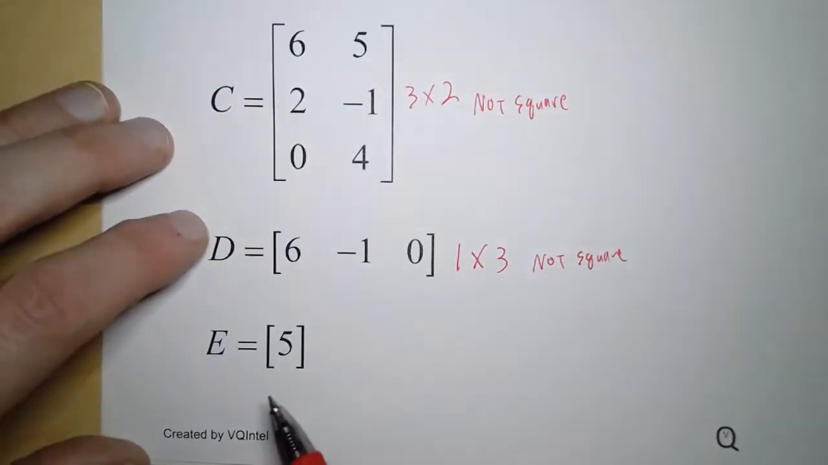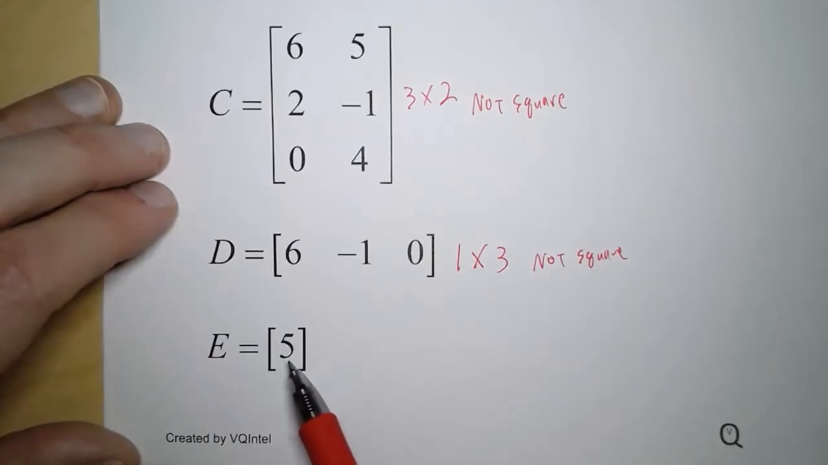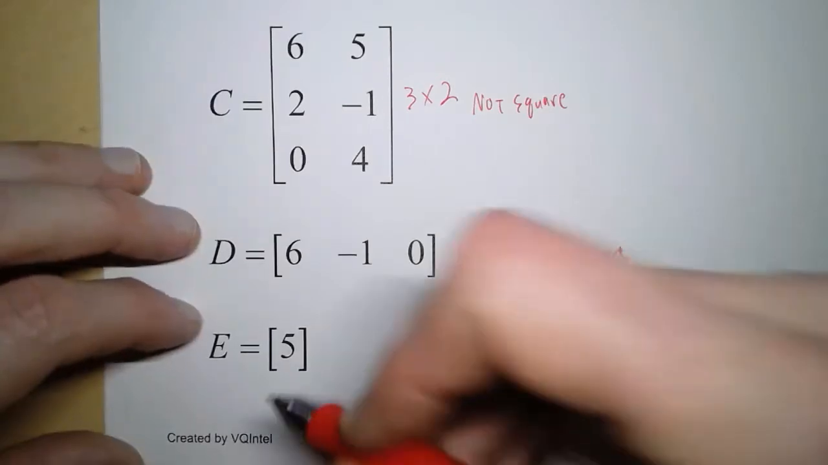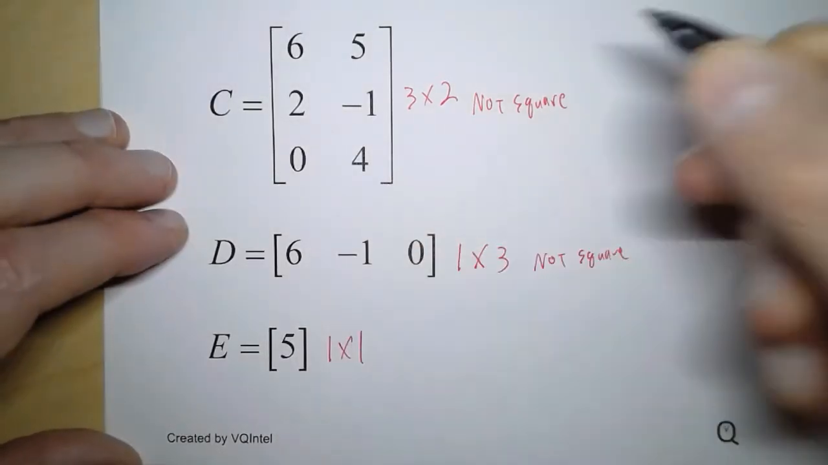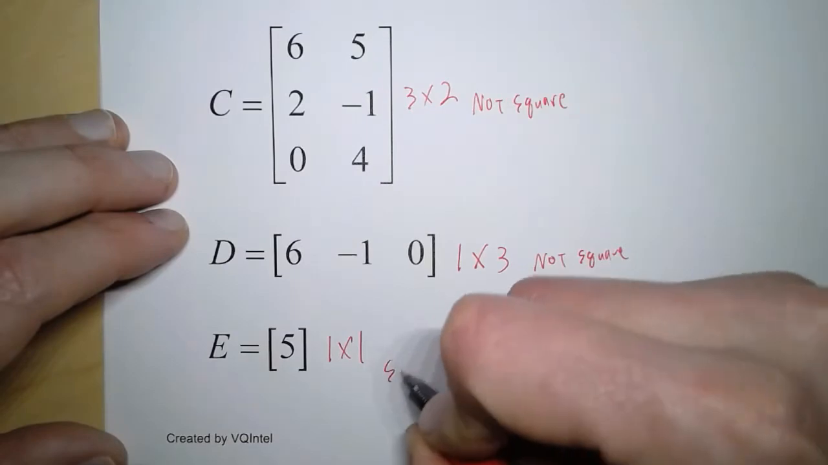And then finally, matrix E, this one often gets people because there's just one row and just one column. It's just one number. That's right. This is just a 1 by 1 matrix, which is also square.